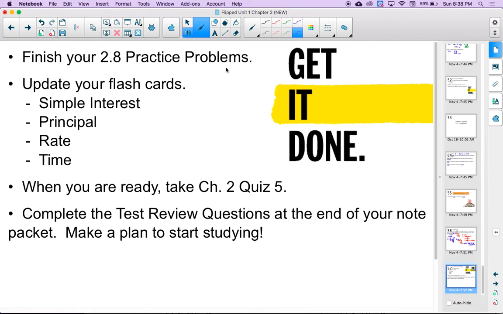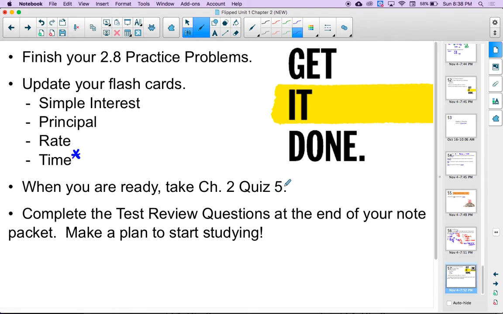Okay? All right, here's what you have to do now. You have to finish your 2.8 practice problems. There are not too many of them. I think there's 3 more for you to do. You're going to update your flashcards with our new words, simple interest, principal, rate, and time. Remember that important note about time. It is measured in years. So if they give you months, you have to write a fraction and change it to a decimal.